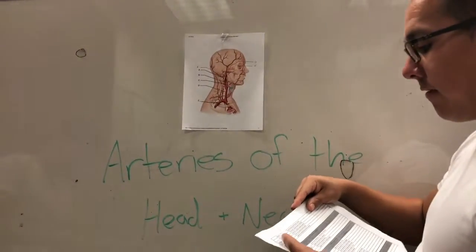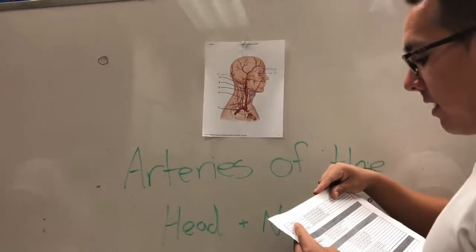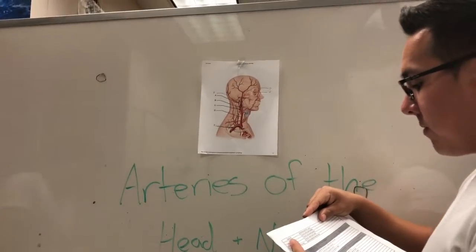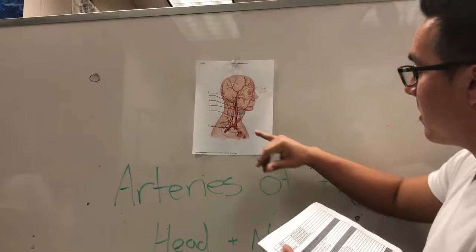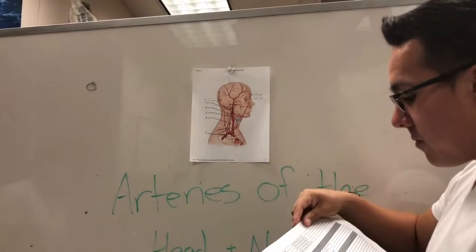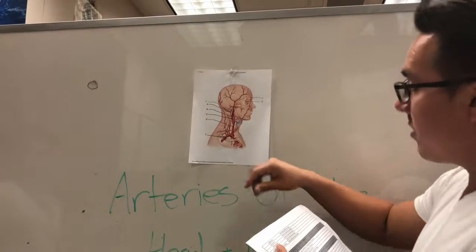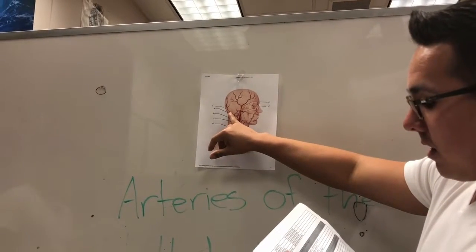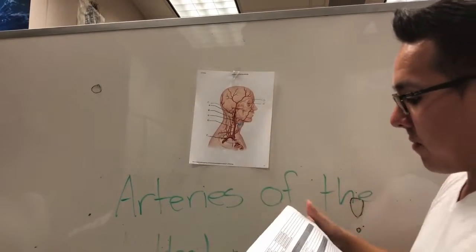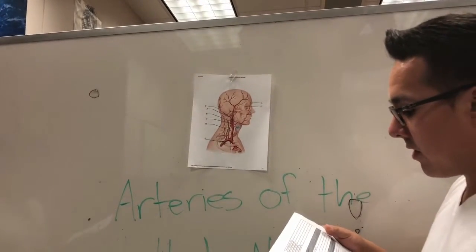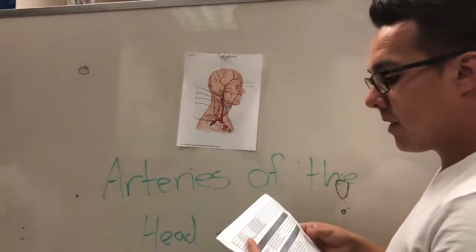Next, we have the facial artery. And the facial artery is from the extension of the carotid towards the mandible. After that, we have the occipital artery. And the occipital artery is from the extension of the carotid to the posterior part of the head.